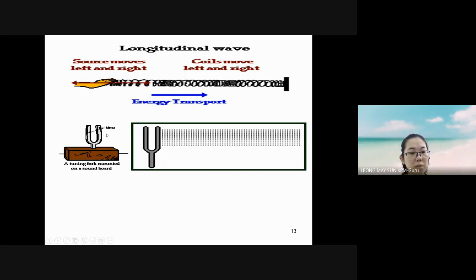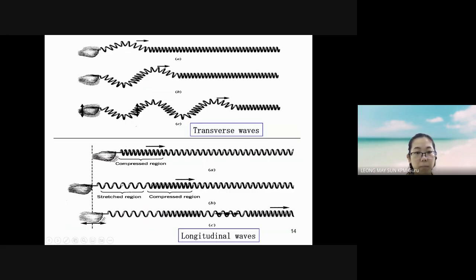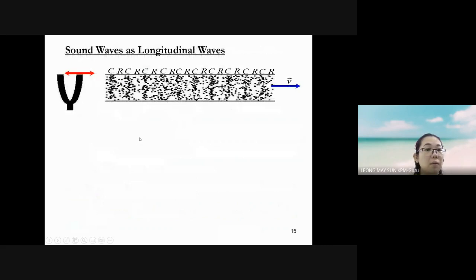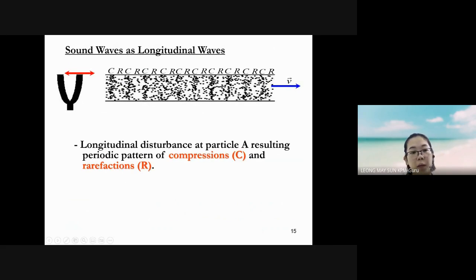Okay, so you see, let's just say a tuning fork. Those who actually learn music would be very familiar with this. When a tuning fork is being hit, you can hear the sound. When the tuning fork hits, it will actually vibrate the air particles around it. I'm going to use a very simple explanation here. How does sound wave act as a longitudinal wave? The longitudinal wave disturbs particle A, at this position, resulting in a periodic pattern of compression and rarefaction. It's similar to the slinky spring.